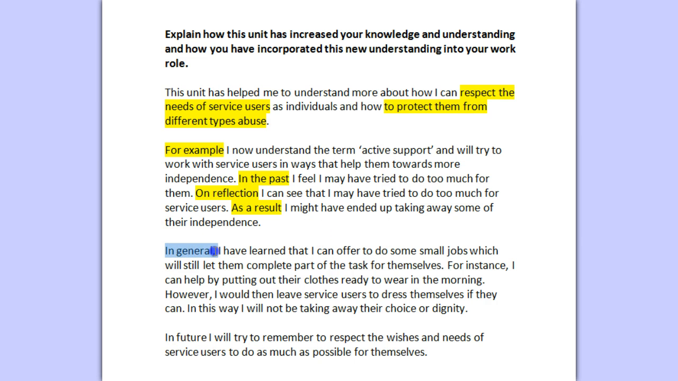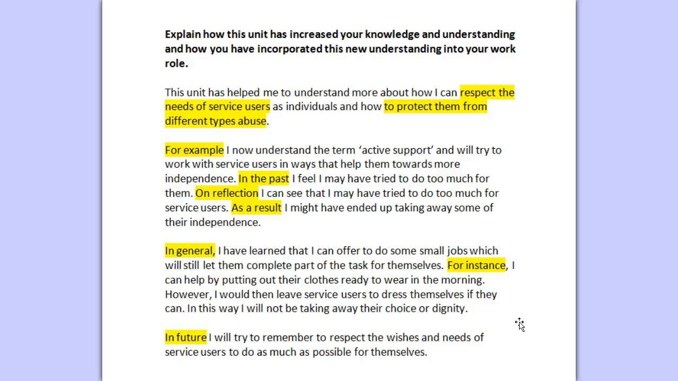In this second paragraph, she makes another general point, and then she gives another example using the phrase "for instance." So we can see the importance and the value of making reference to some general principles of good practice and then indicating how we have exemplified those principles in our own practice. And then at the end, the candidate indicates what she will try to do in future using that particular phrase. "In future, I will try to remember to respect the wishes and needs of service users, to do as much as possible for themselves."